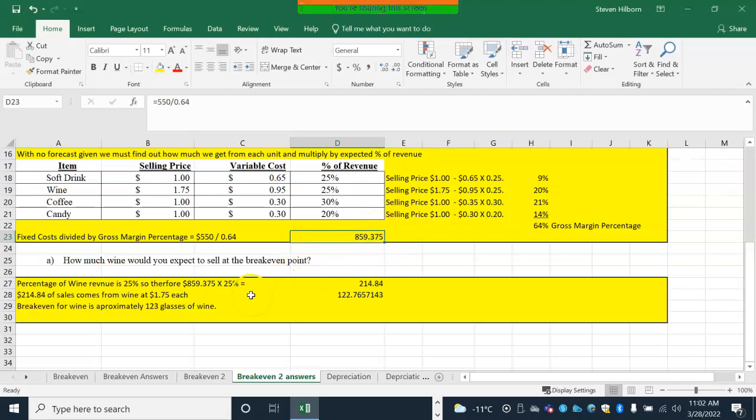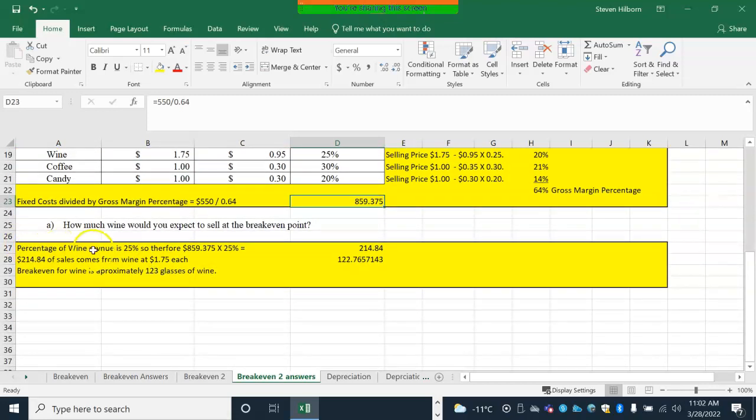How many glasses of wine am I going to sell? So you take the percentage of the wine revenue. Looking back up here, it's 25%. So what is 25% of $860? It's $215. $215 of sales comes from glasses of wine at $1.75. So you take your $215, divide it by $1.75, and you get about 123 glasses of wine sold. So your break even for wine is that you're going to sell 123 glasses of wine.